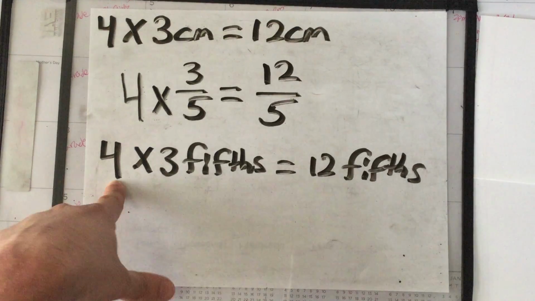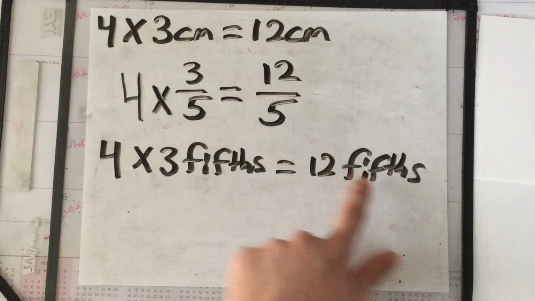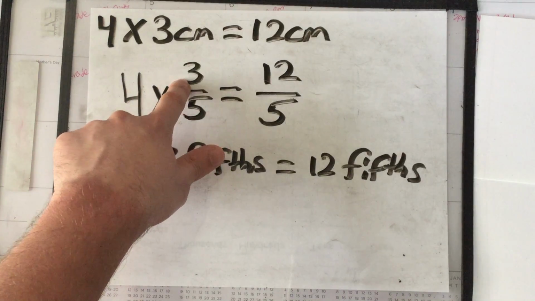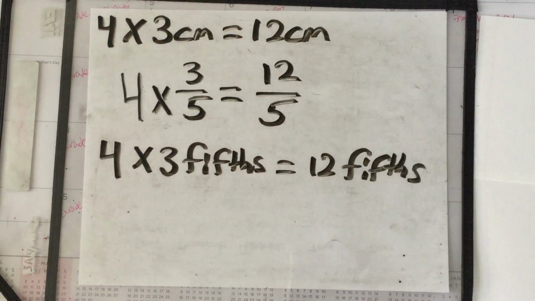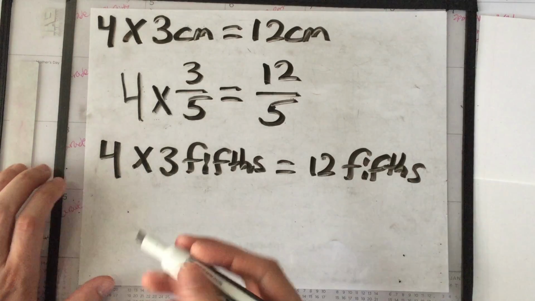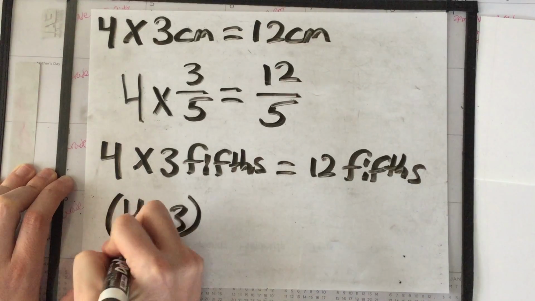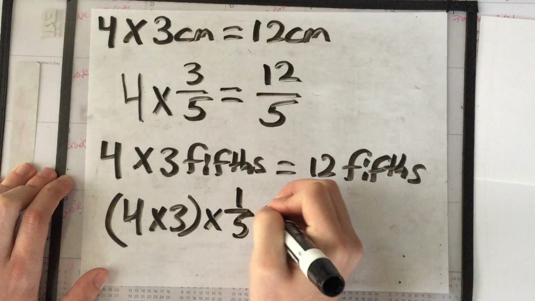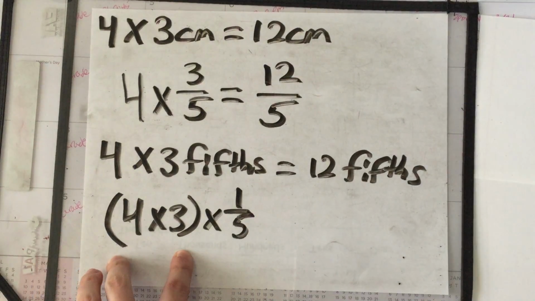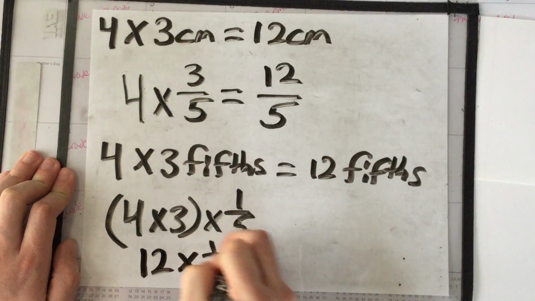Look what happened here. 4 times 3 equals 12. Fifths was our unit. 4 times 3 pieces equals 12 pieces, and our unit was fifths. What we ended up doing was something like this. 4 times 3 times 1/5. And we know that when we see parentheses, this is what we need to do first. 12 times 1/5.